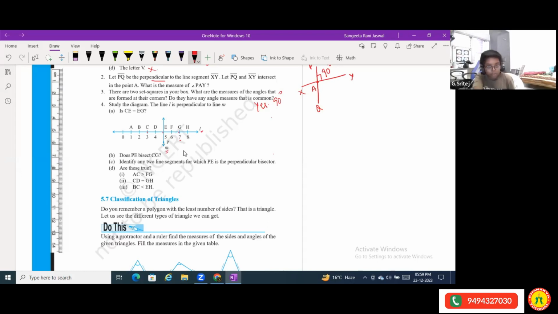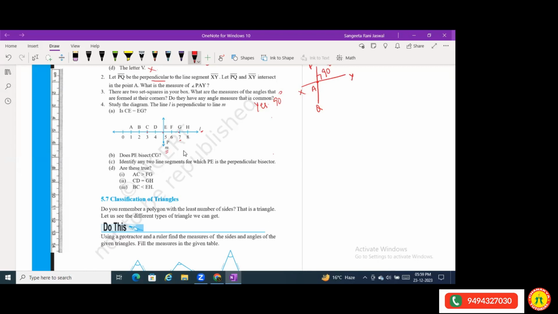Yes, ma'am, because the distance between C and E equals the distance between E and G. Yes, both the distances are equal. Okay. So, yes.